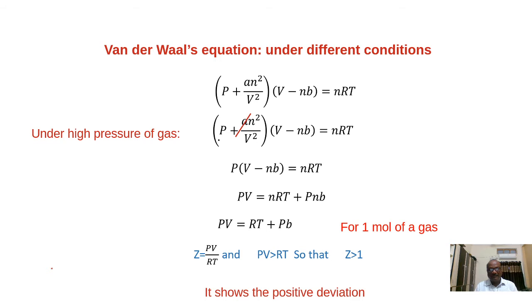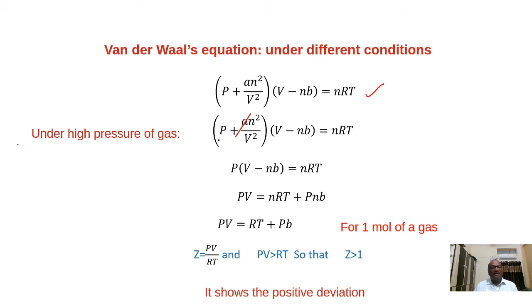Next, we discuss the van der Waals equation under different conditions. That means, what will be the form of the van der Waals equation under high pressure, under moderate pressure, and under very low pressure? We see how we can modify the van der Waals equation under different conditions. Here we have the van der Waals equation for n moles: (P + an²/V²)(V − nb) = nRT, where P is pressure and V is the volume of the gas.